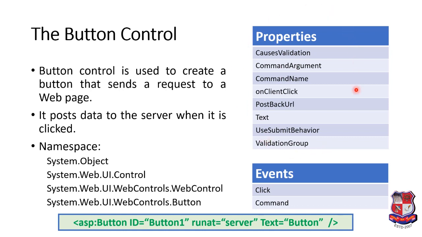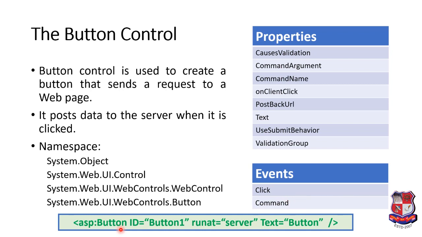Apart from these properties, a few events are also available for the button control. Among that, first is the Click event. It occurs when the button control is clicked. Next is the Command event. It occurs when the button control is clicked. This event helps you to create multiple button controls on a web page, and then programmatically determine which button control has been clicked. It means this Command event helps us when we have multiple buttons on our web page.